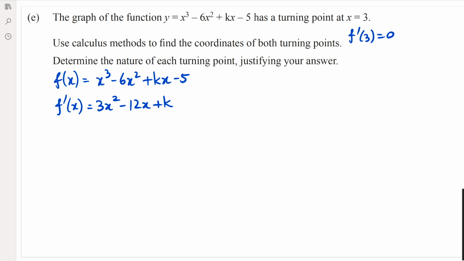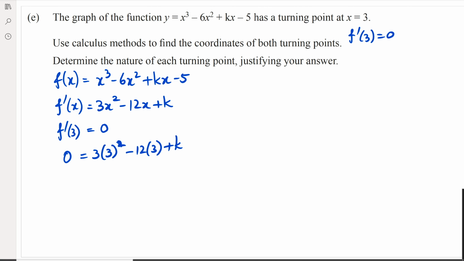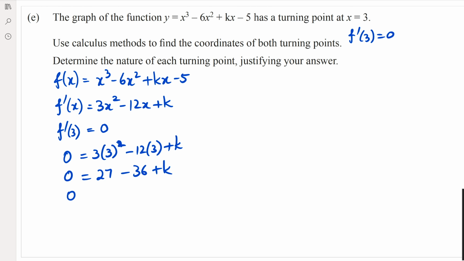All right. And of course, I now know that because when x equals 3, the gradient is equal to 0. So I'm going to replace f dash with 0 and put the 3 inside. So I'm going to get 0 is equal to 3 times 3 squared minus 12 times 3 plus k. So I've got 0 is equal to 3 times 3 squared, which is 27, minus 12 times 3, which is 36, plus k. So 0 is equal to negative 9 plus k. So k is equal to positive 9.